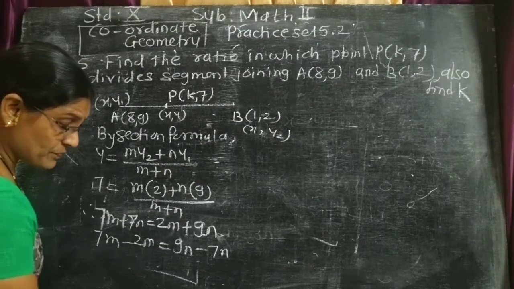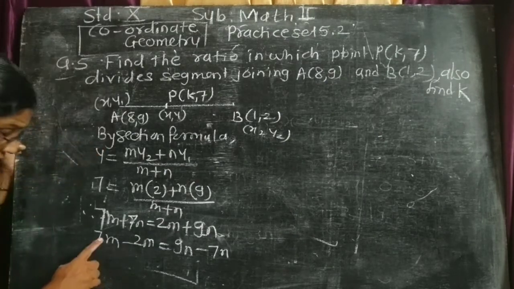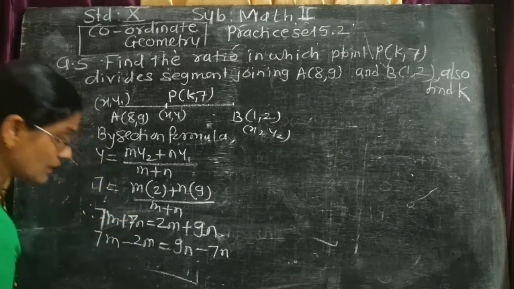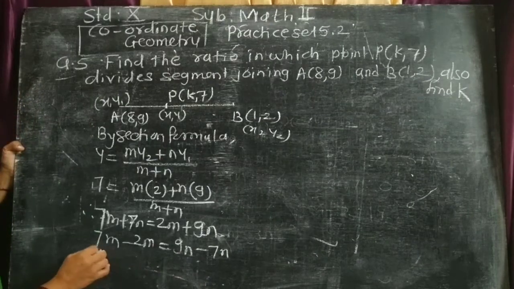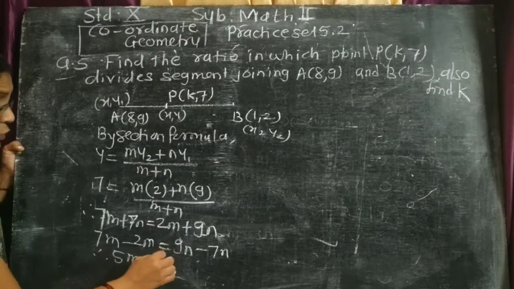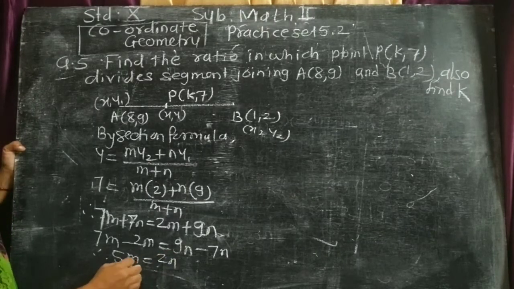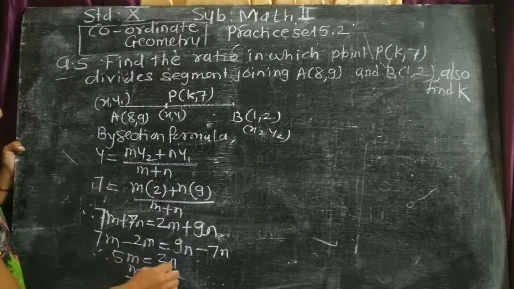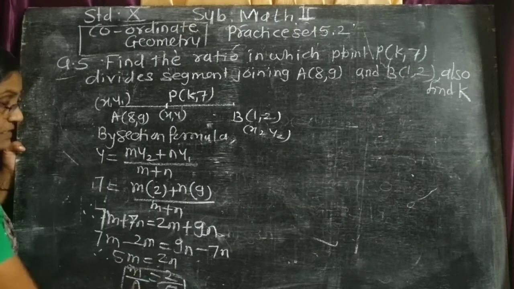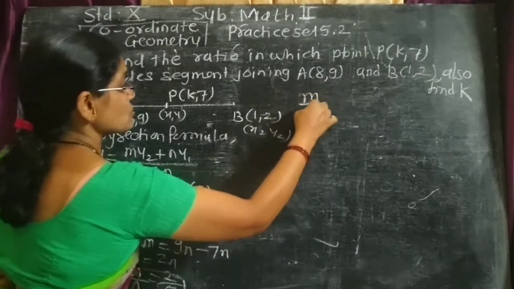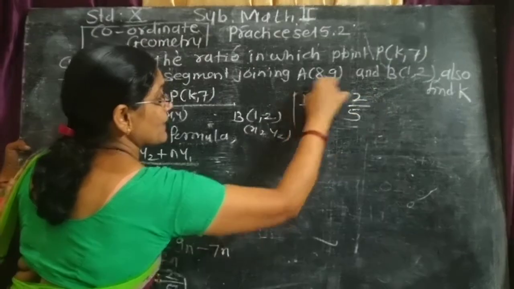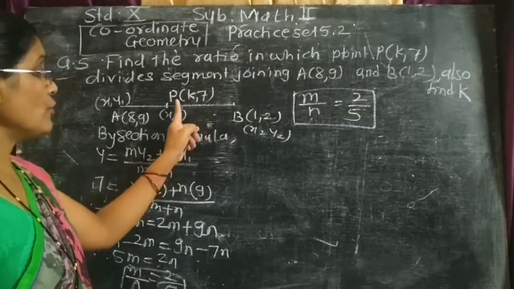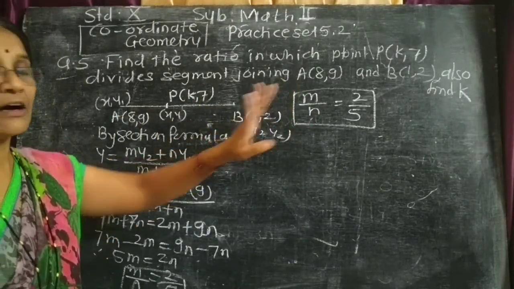7m minus 2m, and that is equal to 9n minus 7n, means here we obtain 5m is equal to 2n, and therefore the ratio m:n, m transferred to here and this 5 to that side, is 2:5. So the first answer we get here is m:n equal to 2:5. And now using this ratio and the value of the x coordinate, we find the value of k.